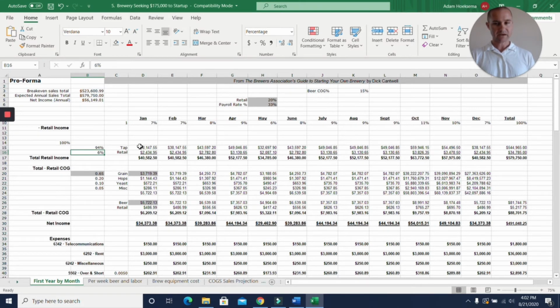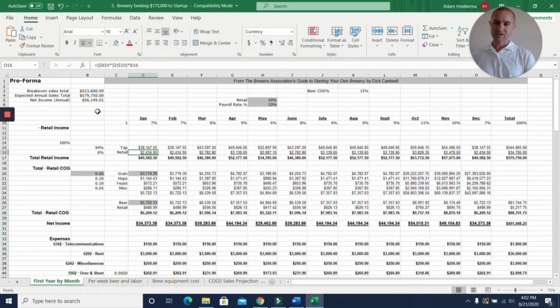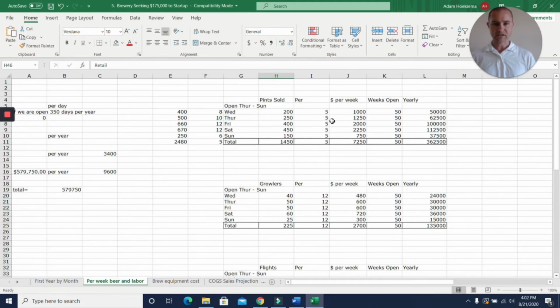And then I would say it's also unclear what's driving sales. So, we just have these numbers here, which is taking total expected annual sales. Okay, so you're driving sales based on the schedule, right? But how do you decide that you're going to sell 200 pints on Wednesdays, 250 on Thursdays?